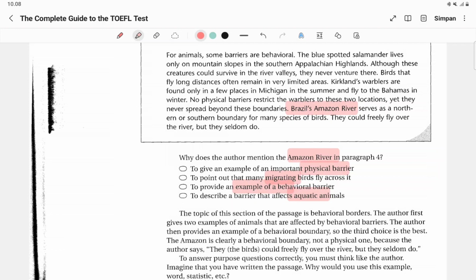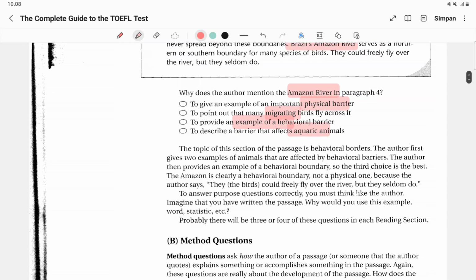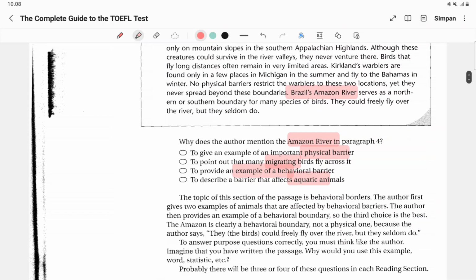To answer purpose questions correctly, you must think like the author. Imagine that you have written a passage. Why would you choose this? Why would you use this example, word, or statistics? Probably there will be three or four of these questions in the reading section. Okay, C is the best answer: to provide an example of a behavioral barrier.